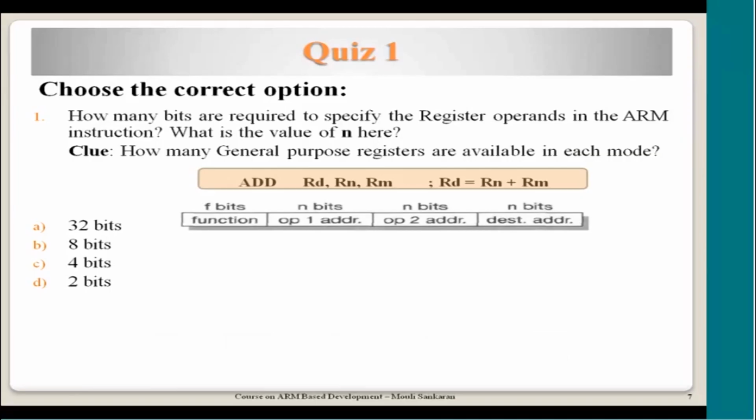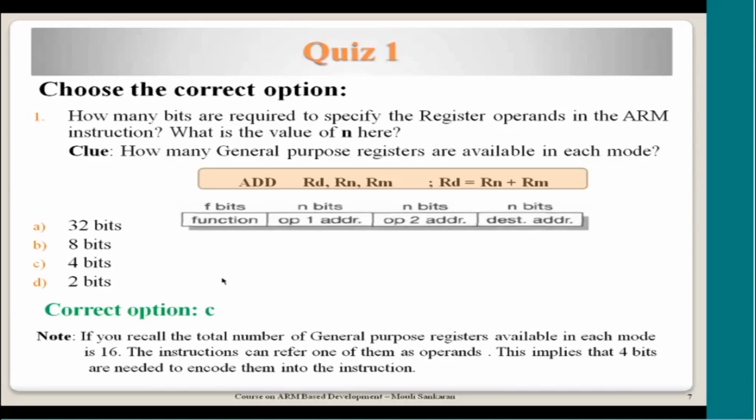So I want you to just spend some time, maybe 1 or 2 minutes, it doesn't take more than that, even less than that. Find out how many bits are required to encode the register which is addressed in these three operands. Is it 32 bits, or does it need 8 bits, or 4 bits, or 2 bits? Having guessed, let us see what is the correct answer. It is option C. That means it needs 4 bits to represent the register.